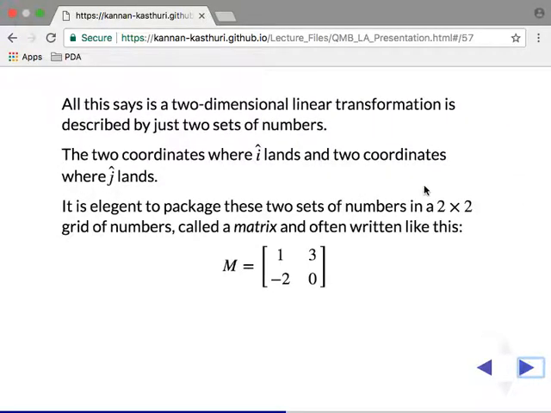All this says that a two-dimensional transformation is just made of two sets of numbers. One set of numbers describes how i changes, and another set tells you how j changes, right? So it's elegant to package where they land into sets like 1 and minus 2, and 3 and 0. This is what a matrix is all about. A matrix is nothing but a linear transformation.